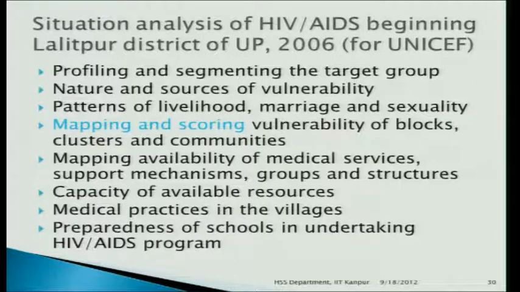It was actually concentrated on young adults. So, profiling and segmenting of young adults, nature and sources of their vulnerability to HIV, patterns of livelihood, marriage, sexuality, then mapping and scoring vulnerability of blocks, clusters and communities. Blocks are development blocks, clusters are clusters of villages, and communities are communities of Hindus, Muslims, tribals, and different castes. Castes are also included in communities, and then mapping availability of medical services, support mechanisms, groups and structures, capacity of available resources, medical practices in the villages, and preparedness of schools in undertaking HIV/AIDS programs.